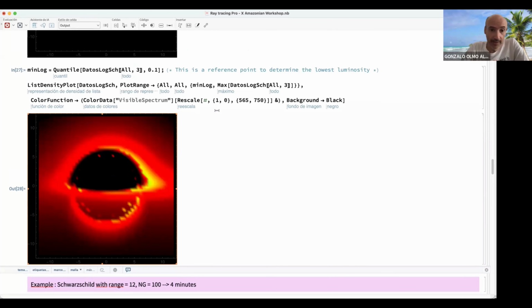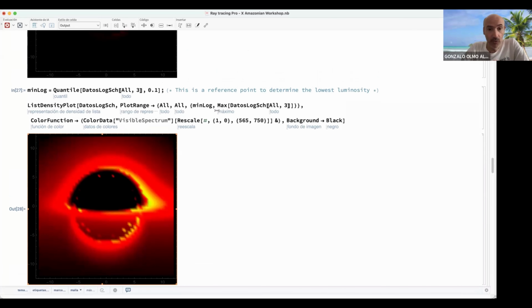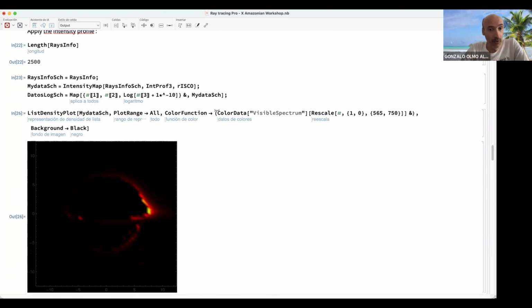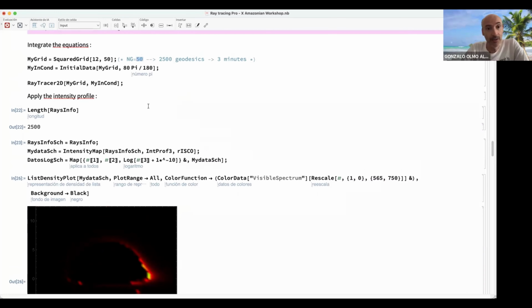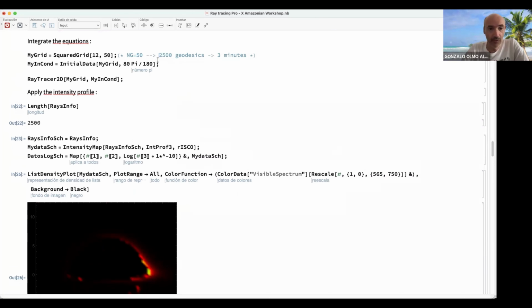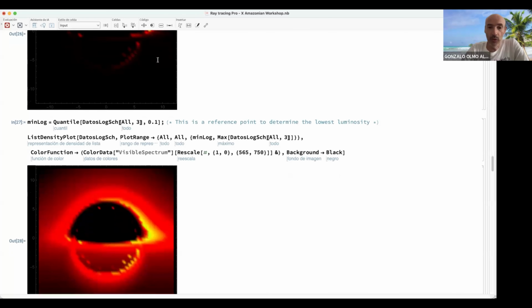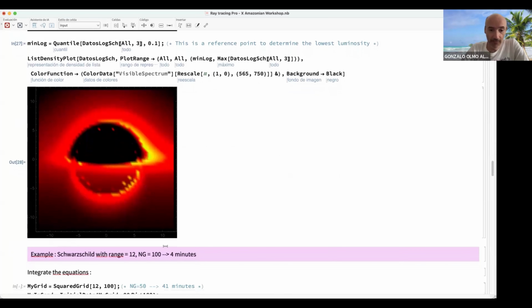Now we can just improve the picture for a Schwarzschild, increasing the number of points. Okay, now we were dealing with 50 geodesics. Now let's see what happens if we increase this to 50 subdivisions of each axis. Now, if we double this, then we will get a factor 4 here. So we will have 10,000 geodesics. Okay. So I'm not going to do that because it takes much longer than 4 minutes.